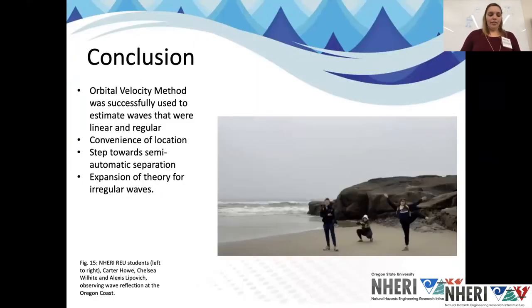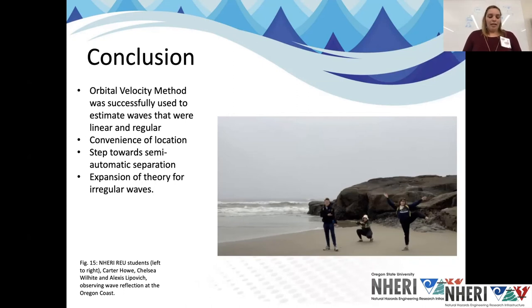All right, so in summary, the orbital velocity method was able to successfully estimate the trials for most linear and regular cases. The convenience of this method is that it is very easy to place within the wave basin. You can put it where space is limited. It doesn't need a flat surface beneath it, and you don't have to use three or four gauges placed in different places. It's just the one gauge at the one spot, which is really nice. This research is a great step towards expanding this method for regular waves.